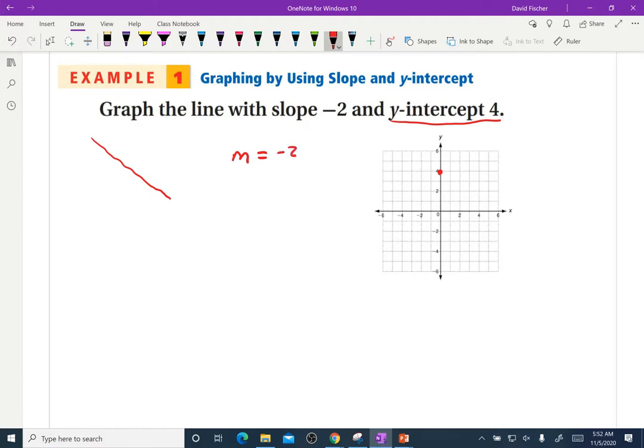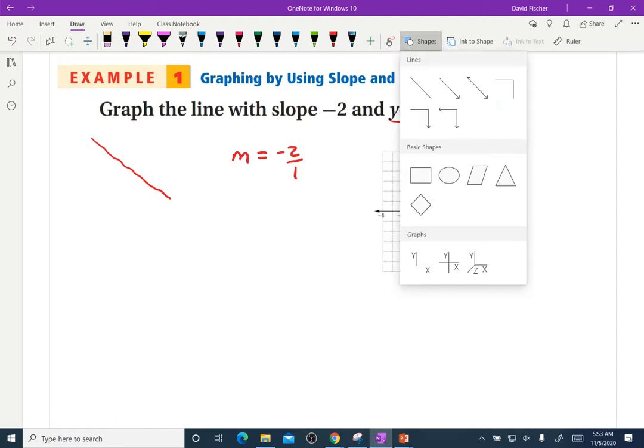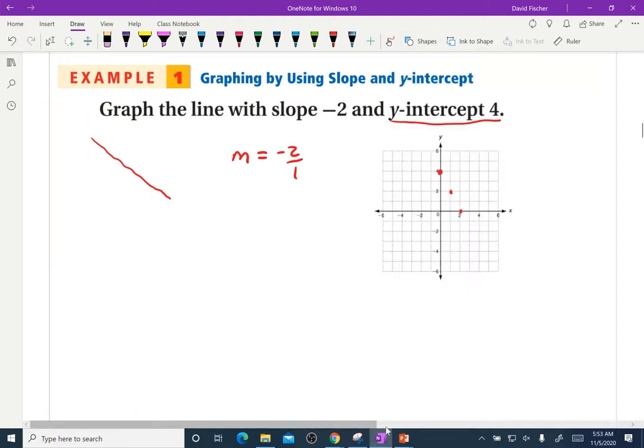If there is no denominator, what we do is we put a 1 over it. So negative 2 over 1 is the same as negative 2. So from the dot on my y-intercept, I go down 2, over 1, down 2, over 1, and usually we do 3 dots, then I can draw my line. So with your ruler, which now everybody has at school, that's kind of nice. You should be using a ruler too. We can draw our line.